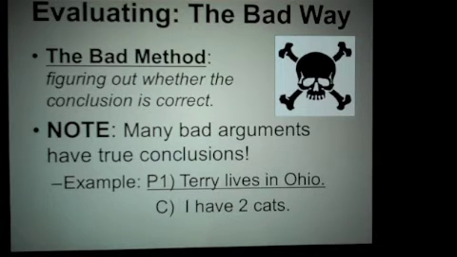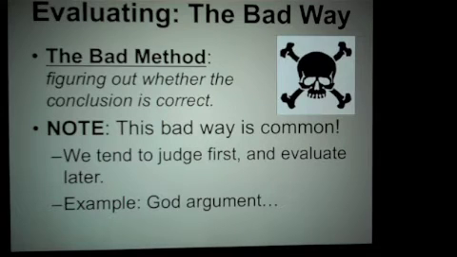Premise 1, Terry lives in Ohio, therefore conclusion, I have 2 cats. That conclusion is true, I have 2 cats. They're occasionally jumping on me while I'm giving this lecture. But that premise that I've offered in support of it has nothing to do with the conclusion. Whether Terry lives in Ohio or not tells me nothing about whether I have 2 cats.